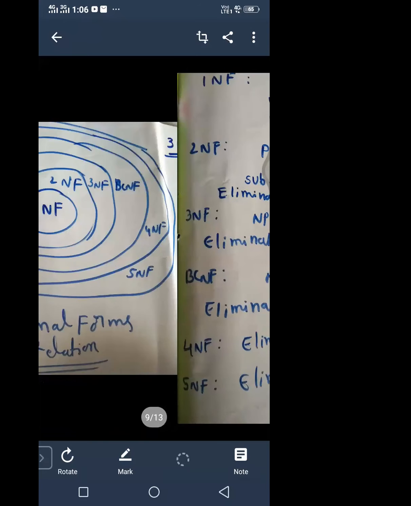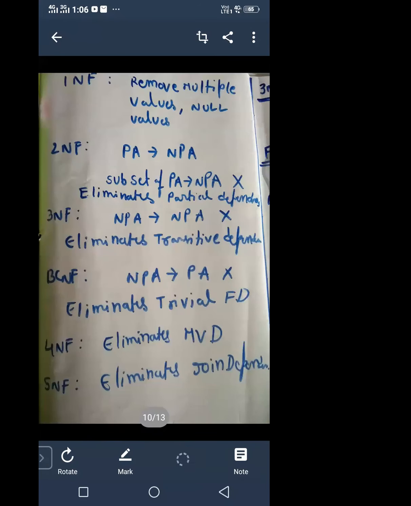Please try to observe. In the case of first normal form, we are removing multiple values and null values. In the case of second normal form, we are eliminating the partial functional dependency. In the case of third normal form, we eliminate the transitive dependency. In the case of Boyce-Codd normal form, we eliminate the trivial functional dependency.